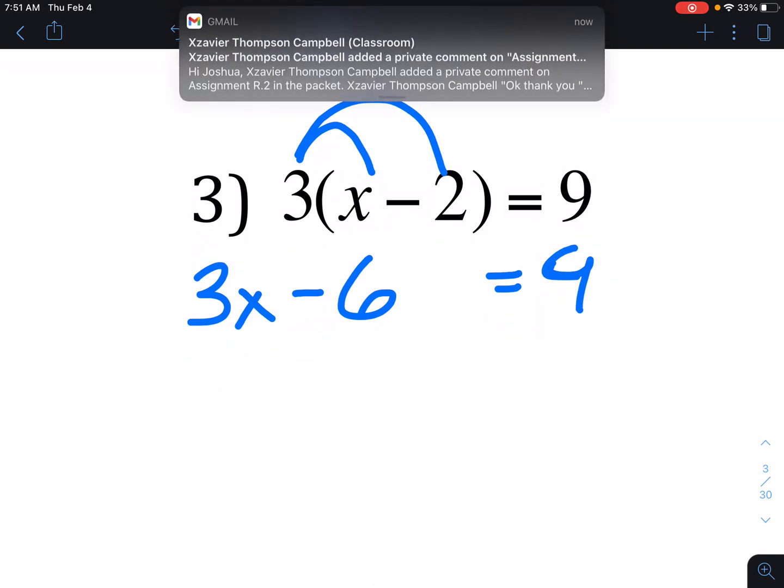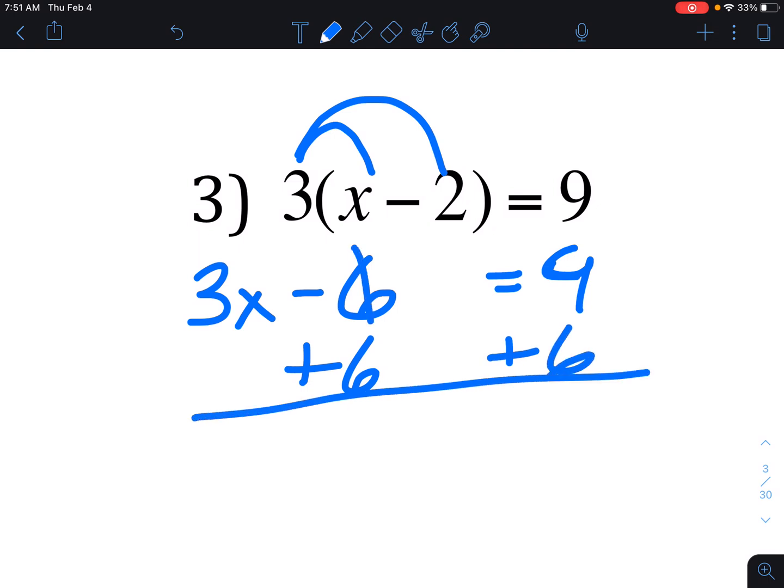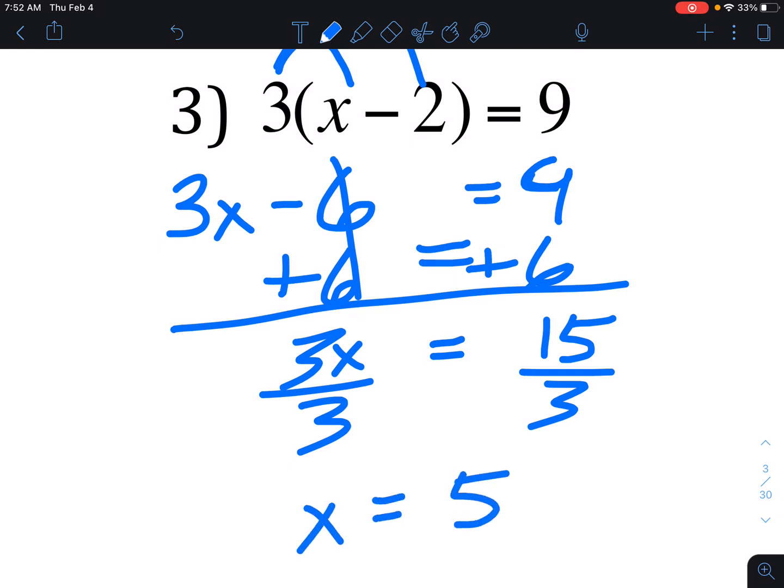So what would you do next? You would add 6 to both sides. So you'll bring down 3x equals 15. Remember to always be on high alert of where your equal sign is. You know, there's a left side and a right side. So notice that when I say add 6 to both sides, that means once on the left and once on the right. And then you would say, I'm going to divide both sides by 3, so you got x is 5.